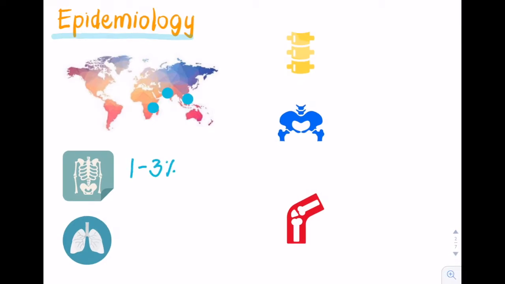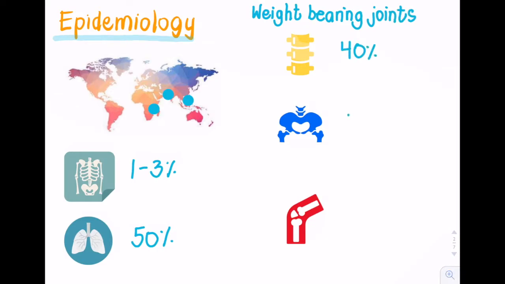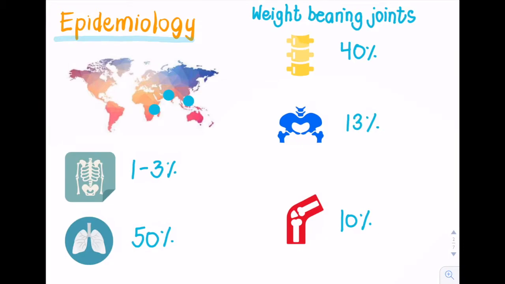Half of those affect the spine, while the other half affect extraspinal osteoarticular joints. However, not all those with tuberculosis arthritis have pulmonary manifestations, as this is only seen in 50%. Most common musculoskeletal sites are weight-bearing joints: spine in 40% of cases, hips in 13% of cases, and the knee in 10% of cases.